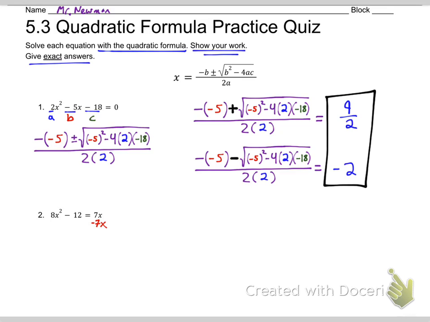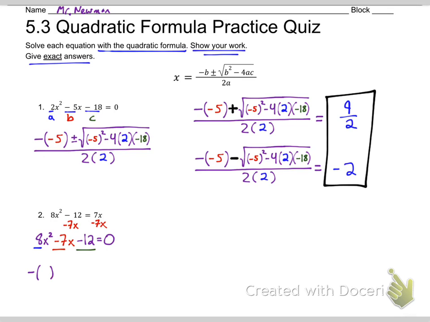For the second problem, notice I'm not in standard form right now. I need to have my equation equal to 0 if I'm going to use the quadratic formula. So let's subtract 7x from both sides, and when I do that, now my equation is equal to 0. Notice I also put the -7x in the middle, so it's written in standard form. So that means A is 8, B is -7, and C is -12.